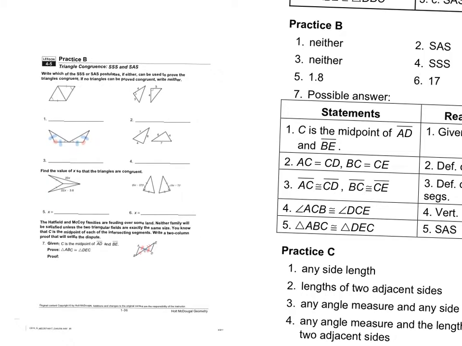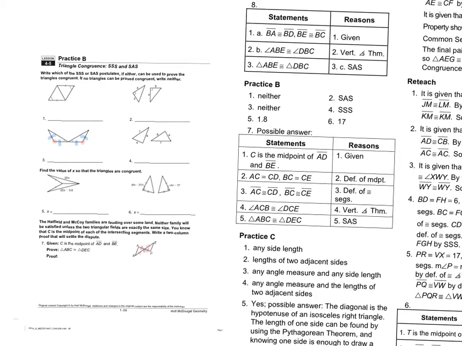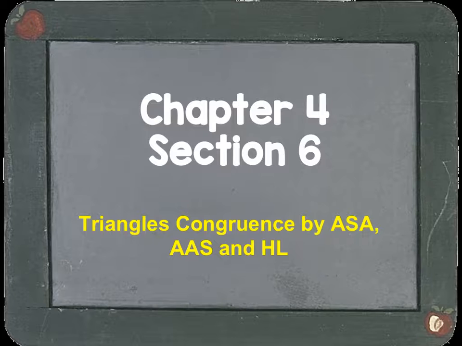Questions before we get into the notes for today? Okay. So 4, 6. Yesterday we learned 2 shortcuts. Today we're going to learn 3 more. So in total you have 5 shortcuts. And they're all acronyms, okay? So we're going to learn about angle, side, angle, angle, angle, side, and hypotenuse leg.